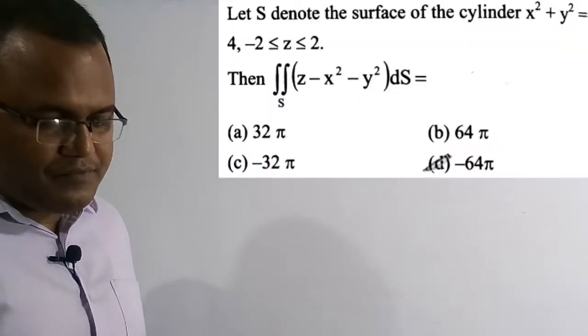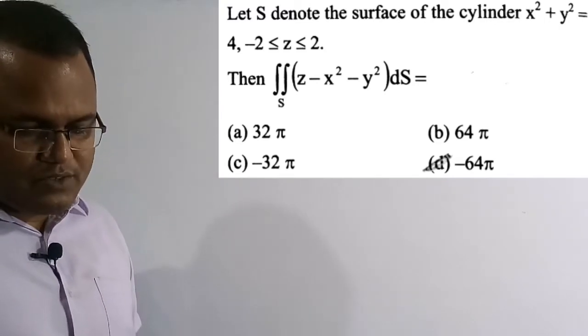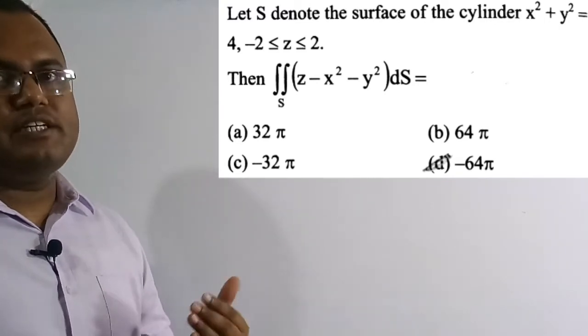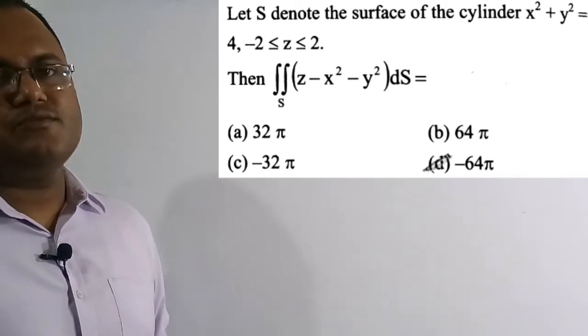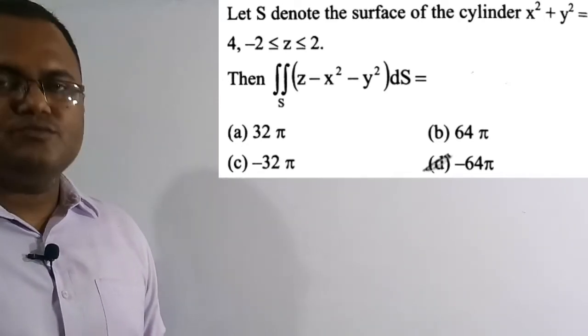So let's get started. Now we are going to solve the fifth question. See the question here. Let S denote the surface of the cylinder x square plus y square is equal to 4, and the range of z is from -2 to 2. Then what is the surface integral of z minus x square minus y square into ds? We need to figure this out.